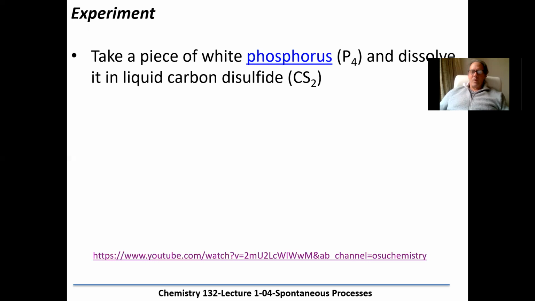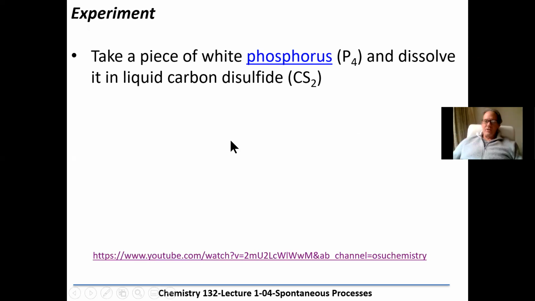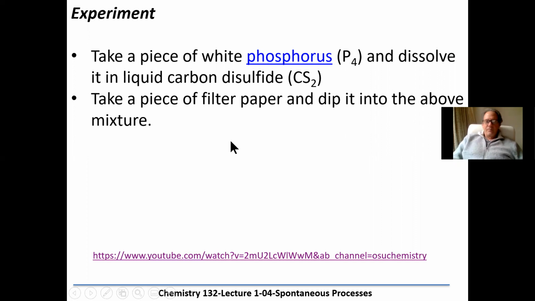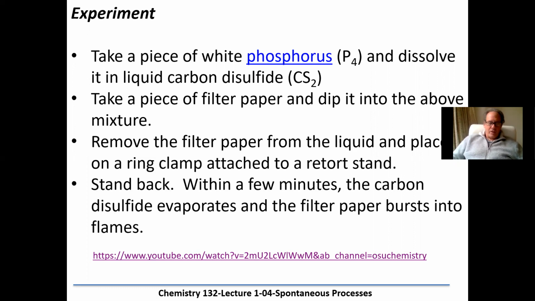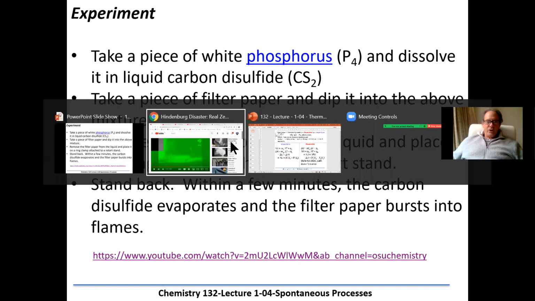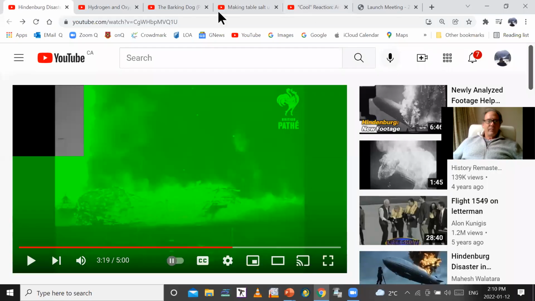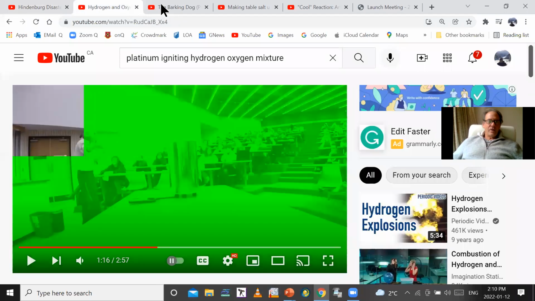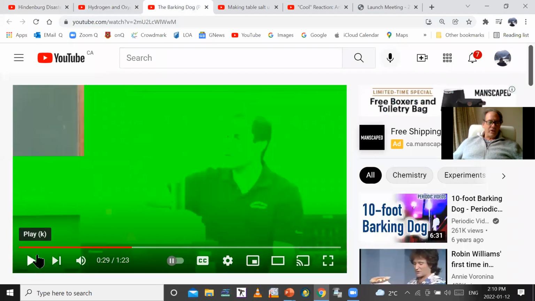Here's another experiment where I can show you a spontaneous change. One of my favorite spontaneous changes. I used to do this in the classroom. You take a piece of white phosphorus and you dissolve it, kind of suspended in liquid carbon disulfide, which is pretty nasty stuff. And you put it on a piece of filter paper and you dip it in a mixture. And then you stand back, it starts to evaporate, and I'm going to show it to you here. So we call it the barking dog.